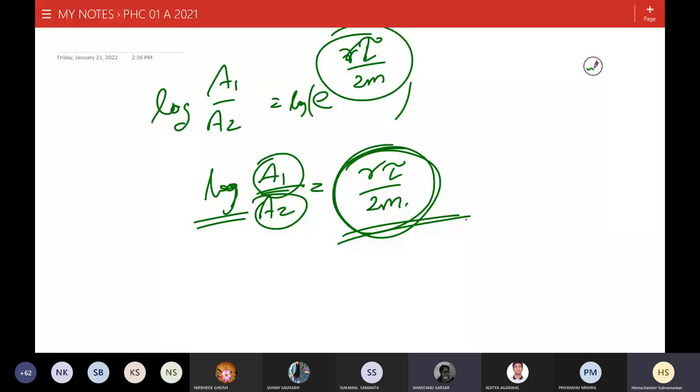You have two pieces of information buried in here. You have R over M information buried, and you have also tau buried in there. Tau is the time period from which you can measure the frequency also.